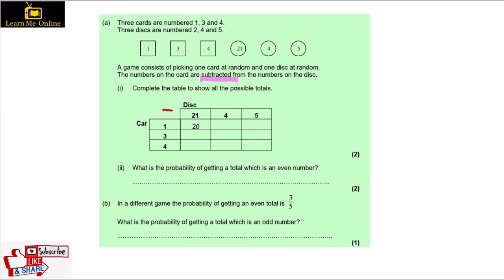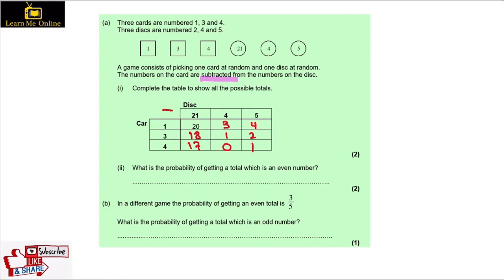So you do 21 take away 1 would be 20. The other one would be 4 minus 1 would be 3. 5 take away 1 would be 4. Here's the first row done. We're going to go on to the next one now. So 21 minus 3 would be 18. Then 4 take away 3 is 1 and 5 take away 3 would be 2. 21 take away 4 would be 17 here. 4 take away 4 is a 0 and 5 take away 4 would be just 1. Okay, so here we have got all the possible outcomes.